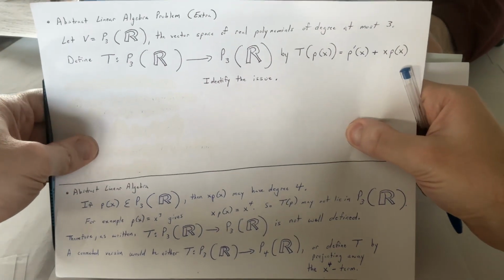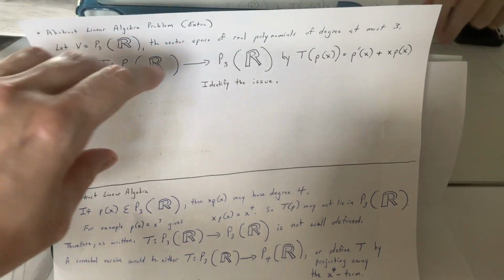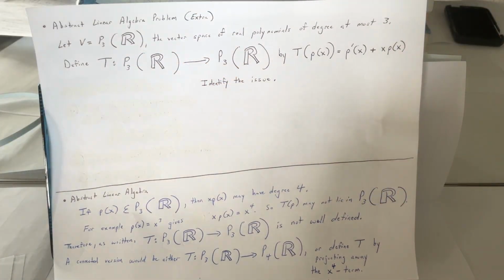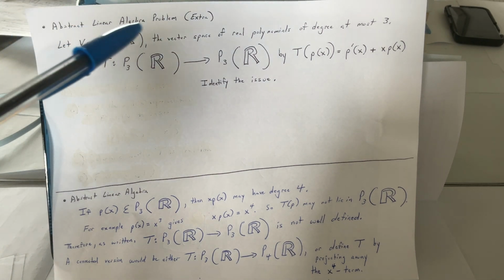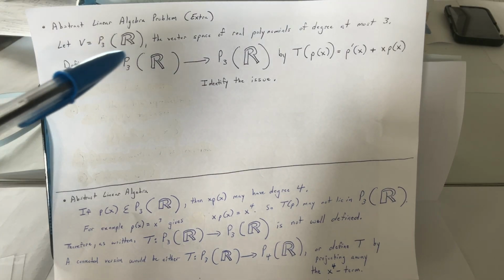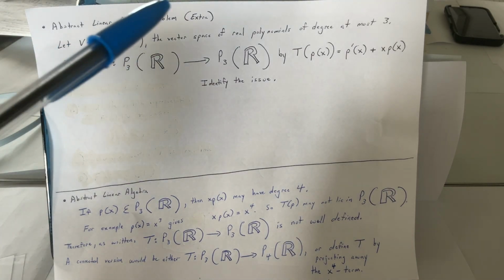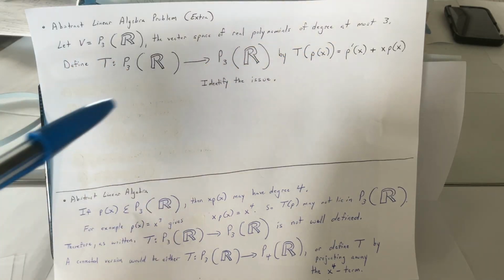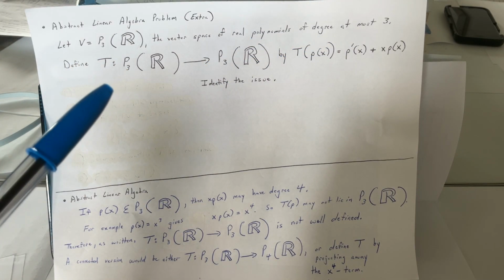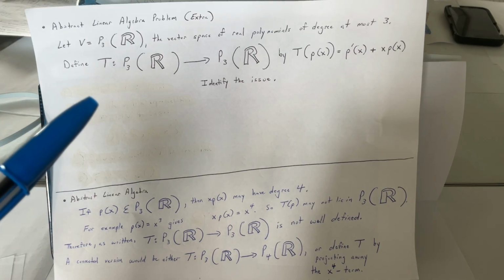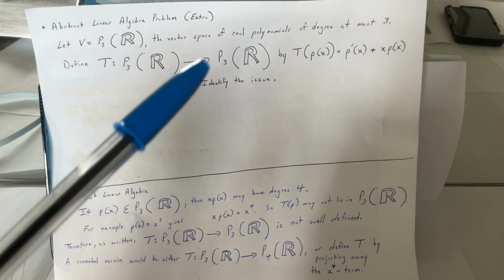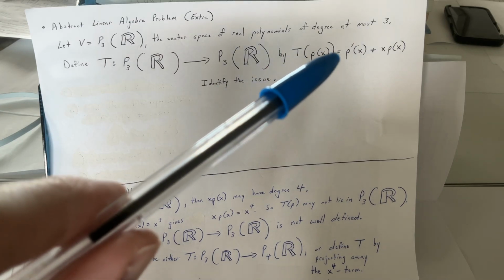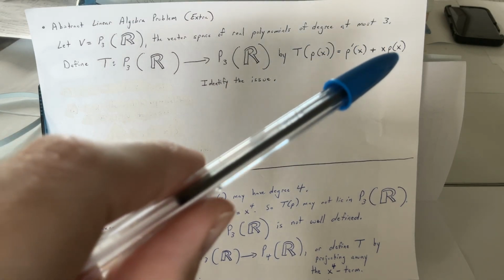Okay, so number 11, more of an extra problem here. This is if there was some abstract algebra in the course or not. So this is extra, an abstract linear algebra problem. We're going to let V equal the vector space of real polynomials of degree at most 3. And we're going to define this T from P3 of R to P3 of R by T of p of x equals p prime of x plus x p of x.